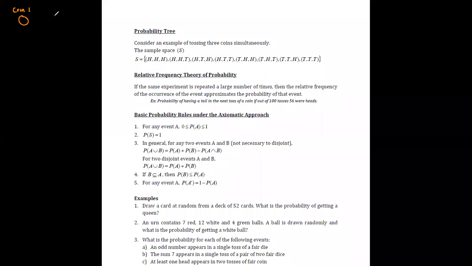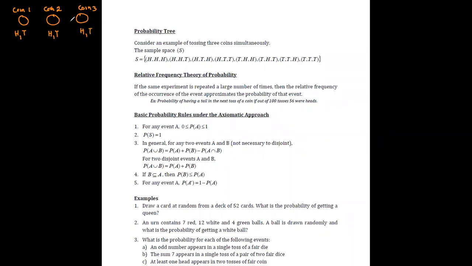You are having 3 coins. Here it is coin 2, another coin 3. If you see the outcomes, or the sample space, for these 3: for coin 1, you are getting either head or tail. Coin 2, you are getting head or tail. Coin 3, you are getting head or tail.